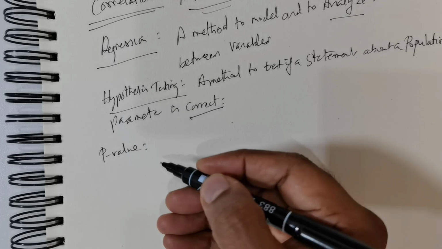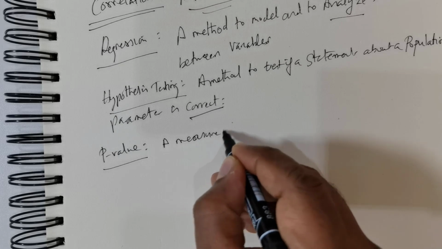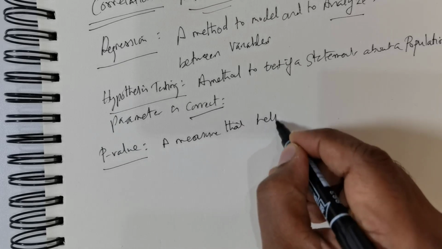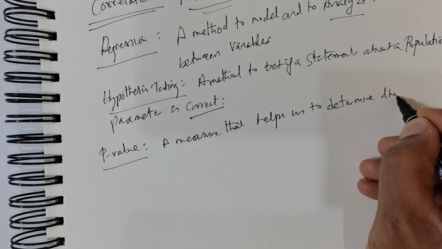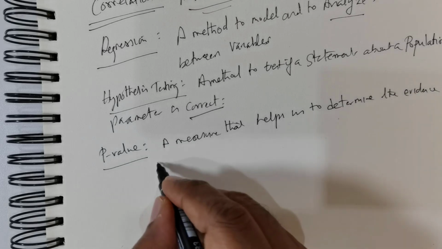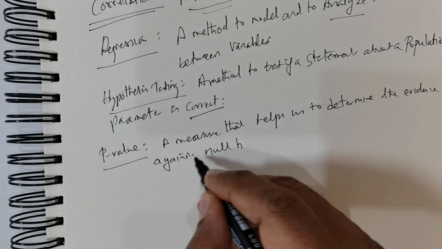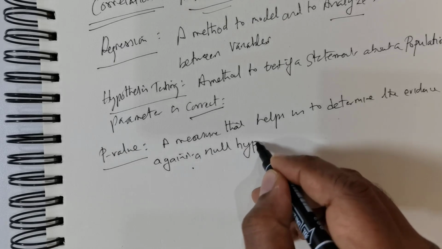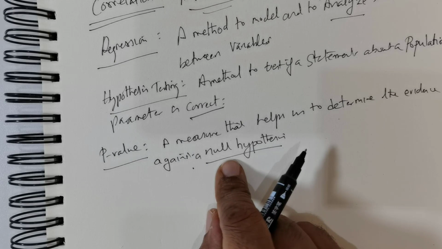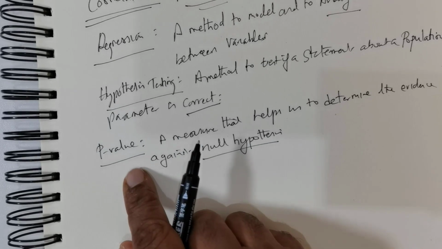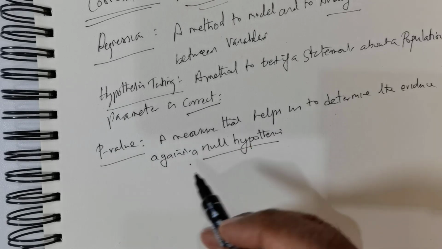Next comes the all important p-value. So what is that? This is nothing but a measure that helps us to determine the evidence against a null hypothesis. So when we talk about null hypothesis, this is the hypothesis by default we assume, and p-value gives us a measure that helps us to determine the evidence against this null hypothesis. This is a very interesting term.